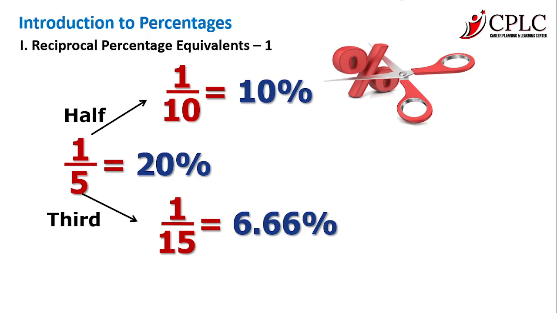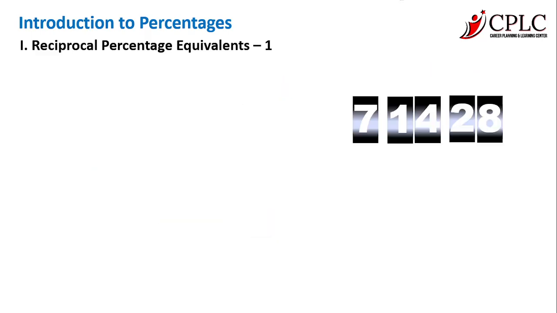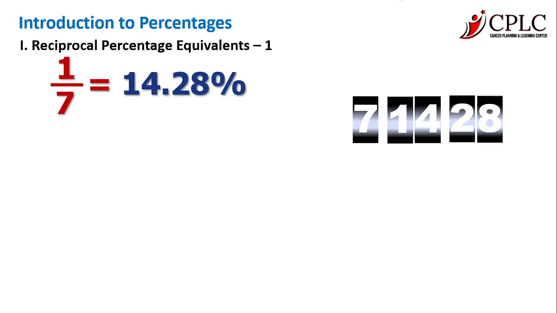Now, in the similar fashion, if we keep continuing and keep moving on, the next set of numbers, that is 1 by 7, which is 14.28%.